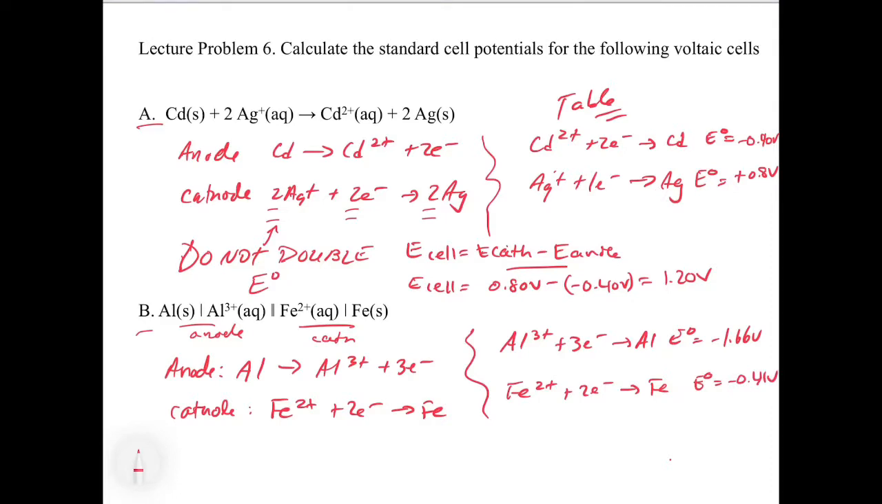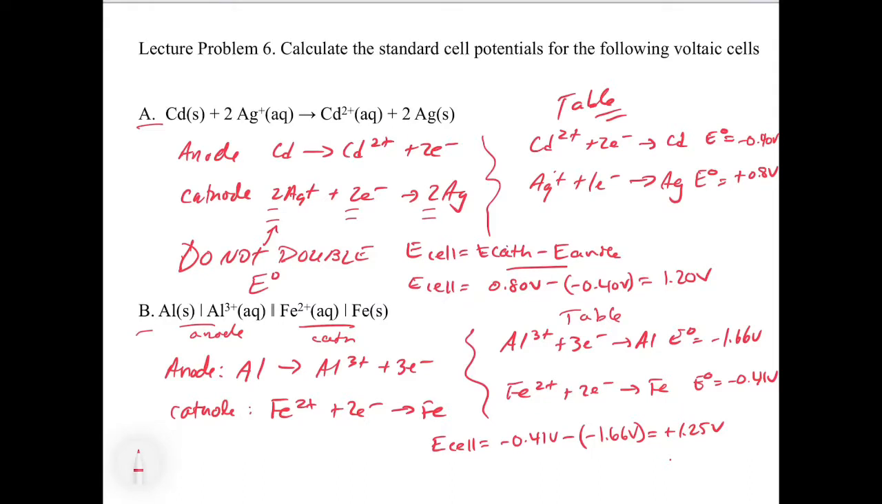So now you can take these numbers directly out of the table, as is. We don't have to do anything in terms of flipping. We don't have to worry about balancing this out or anything like that. We just put E cell equals the cathode, which is the iron, so minus 0.41 volts, minus a negative 1.66 volts. That takes care of the flipping for us. And then we get positive 1.25 volts. So that shows you how to calculate cell potentials given the structure of a voltaic cell, either through the equation or through the notation.